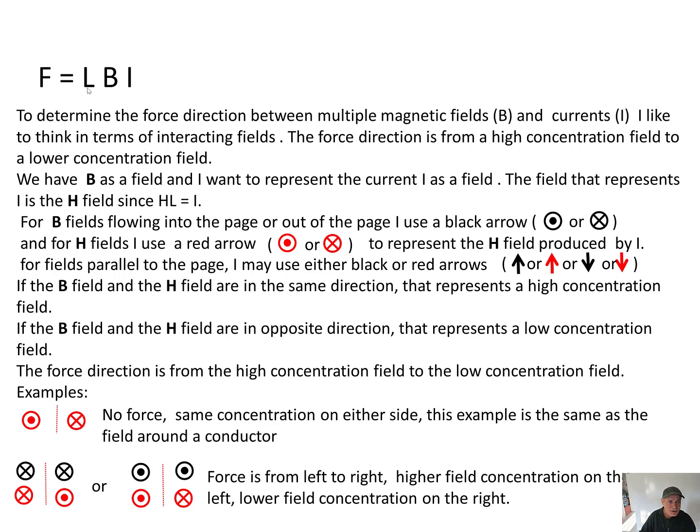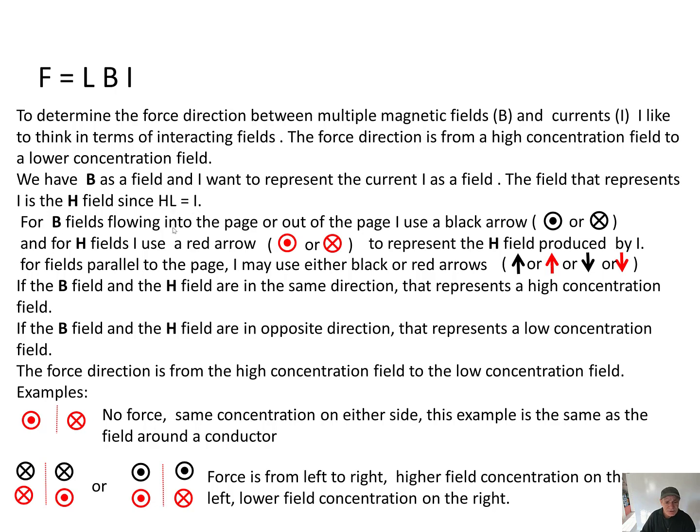The force equals the length times the B field times the current. To determine the force and direction between multiple magnetic fields, B fields, and currents, I like to think in terms of interacting fields. The force direction is from a high concentration field to a lower concentration field. We have B as the field and we have I and want to represent the current as a field. The field that represents I is the H field, since H times L equals I.